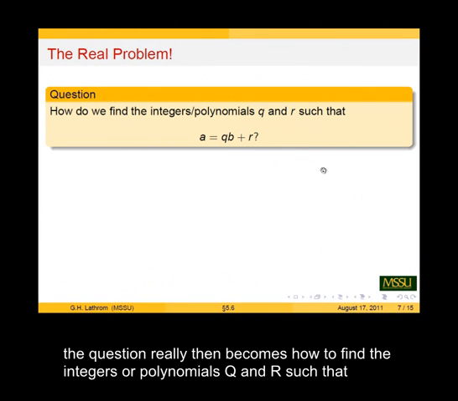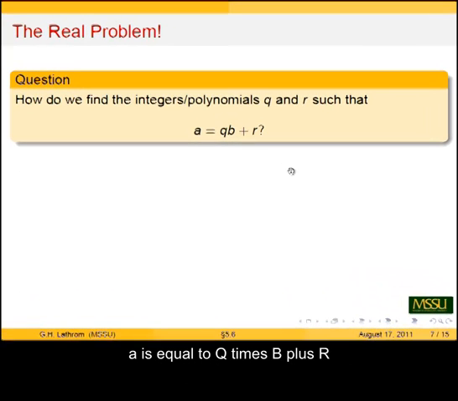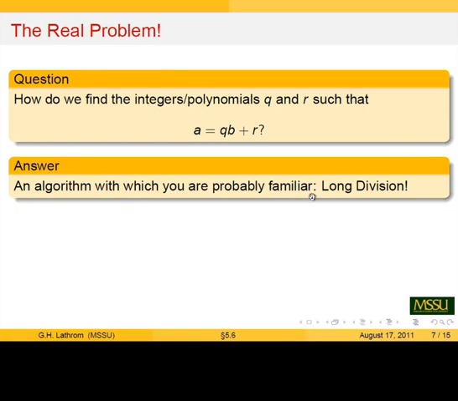The question really then becomes, how do we find the integers, or how do we find the polynomials q and r such that a is equal to q times b plus r? An algorithm with which you are probably familiar is the answer, long division.